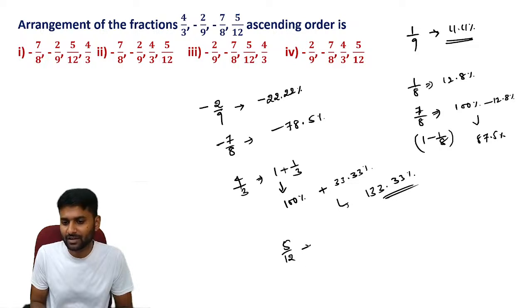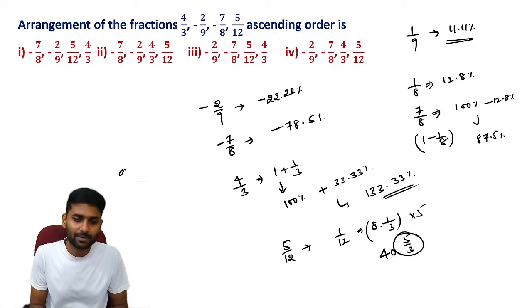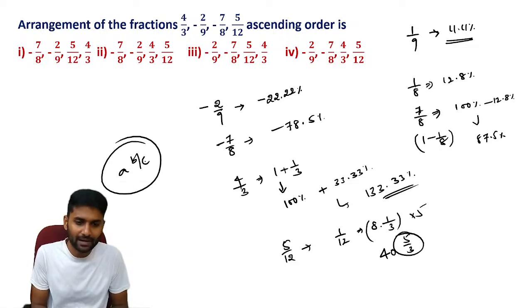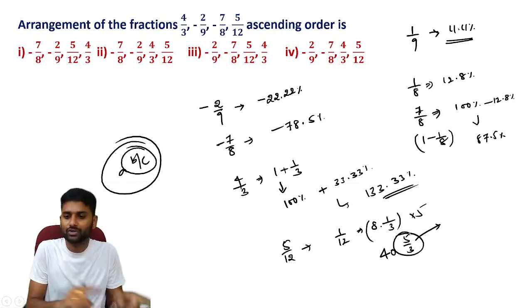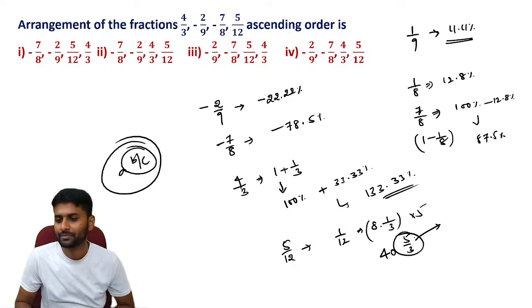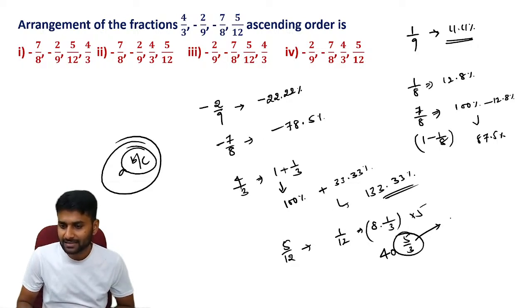Finally, the 5 by 12 value, guys. The 1 by 12 value is exactly equal to 8 and 1 by 3 percent. Now 12 into 8 is 96, and the remaining 1 by 3 is from the 1 by 3 part. Multiply 8 by 5, which is 40, and 1 by 3 multiplied by 5 gives 5 by 3. Remember, in any mixed fraction, B by C must be a proper fraction, but here 5 by 3 is an improper fraction. You have to convert the improper fraction, so 5 by 3 can be written as 1 and 2 by 3. So 5 by 12 is 41 and 2 by 3 percent.